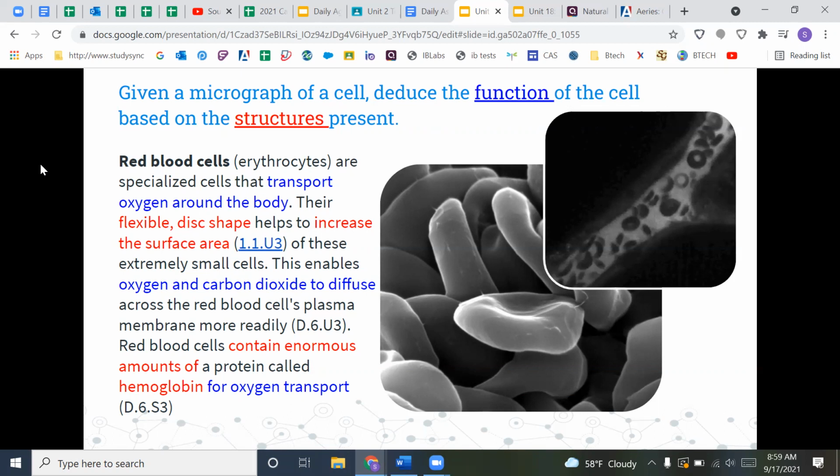So we want oxygen to be transported around quickly and efficiently, right? We know our cells need oxygen. If they don't get the oxygen, they start to die, and we can't go very long without oxygen. So we want that process to be efficient, and it's efficient because of the structure of the cell, which is that flexible disc shape.